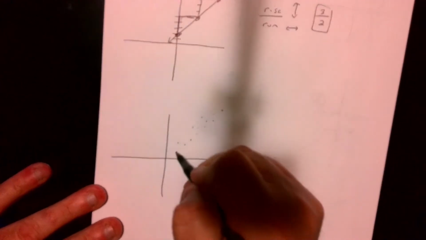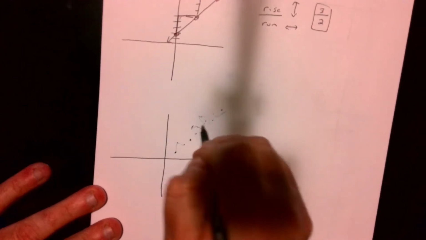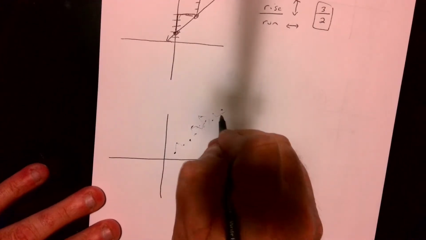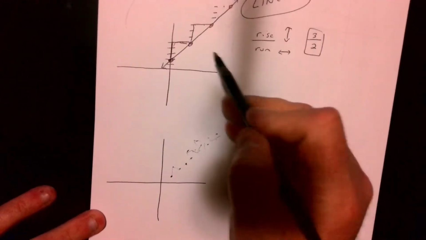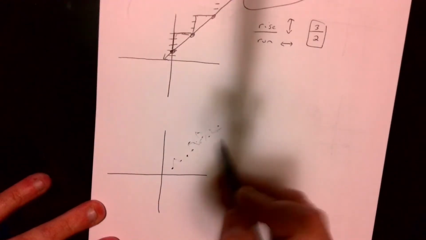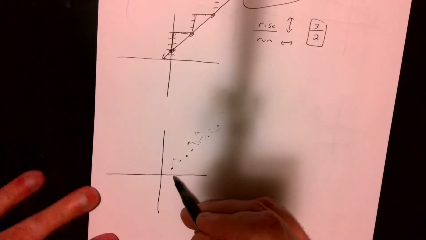If I connect these, they're not going to be in a straight line, are they? They're scattered all over the place. So this is what we call a scatter plot, not where everything is linear. Our data is scattered all over the place. But there are some things we can tell about scatter plots.